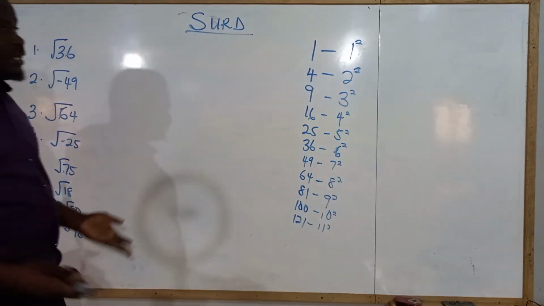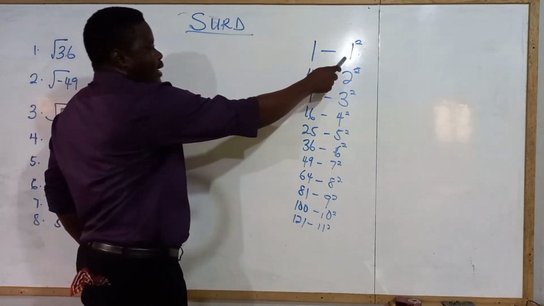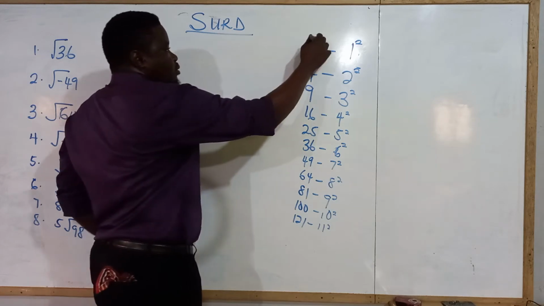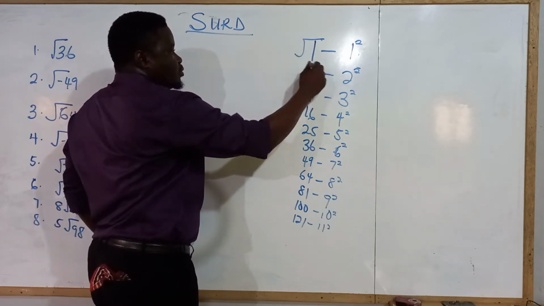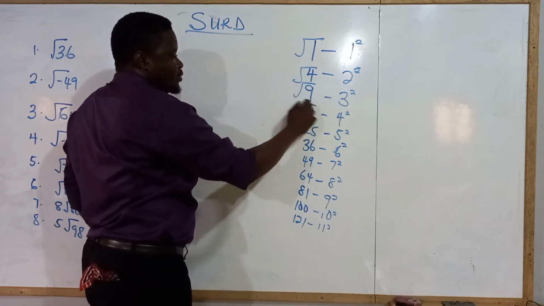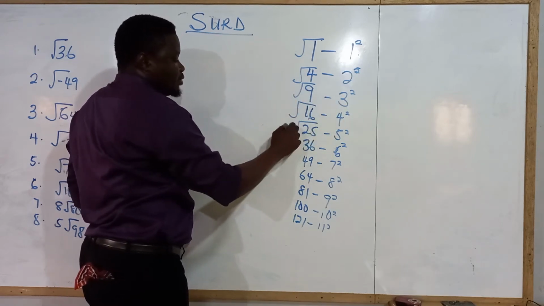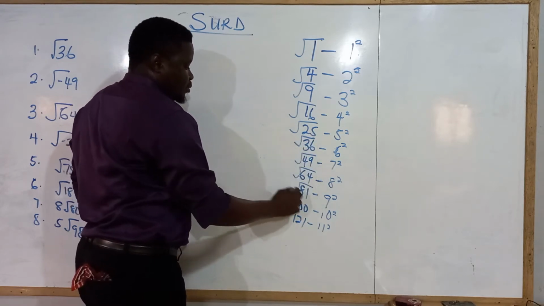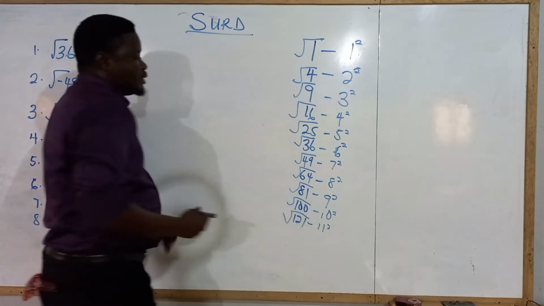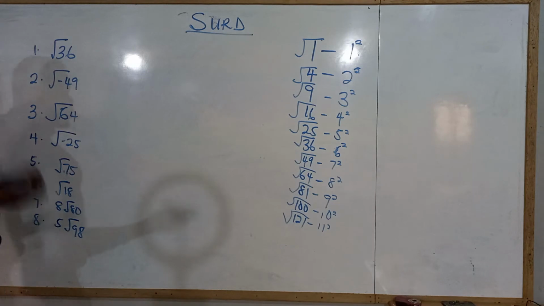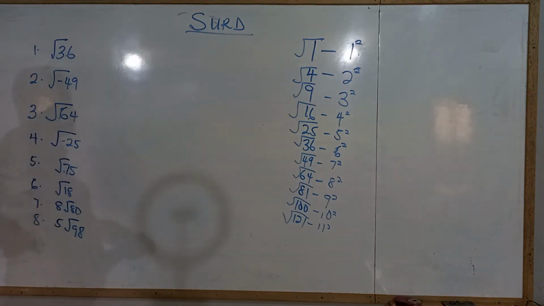So all that we mean is that the square root of 1 is 1. The square root of 4 is 2. The square root of 9 is 3. The square root of 16 is 4. The square root of 25, on and on we go. So these numbers, we call them perfect squares. If you know your perfect squares, then you can easily simplify any radicand.